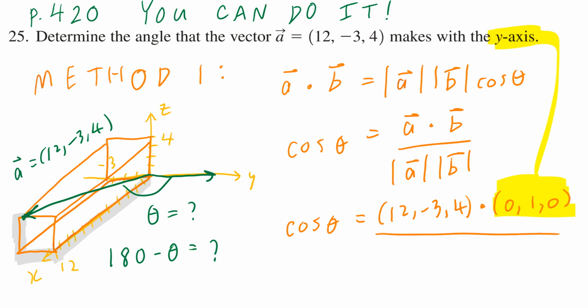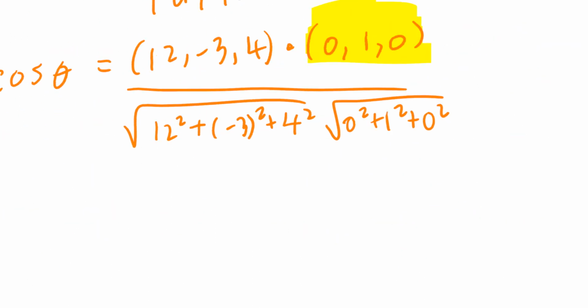And you divide this by the magnitude. So you take the square root of the sum of the squares: 12 squared plus negative 3 squared plus 4 squared. And in the second case, this really equals 1. It's going to be 0 squared plus 1 squared plus 0 squared. Again, I'm assuming this for you, just like that.